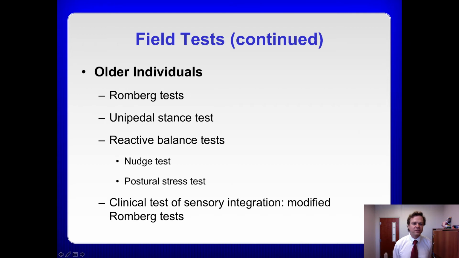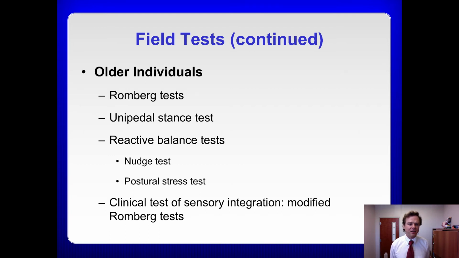For the older adults, there are these tests: the Romberg test, Unipedal stance test, reactive balance test, clinical test of sensory integration, modified Romberg test. For these tests, I don't really go over them. I'd have to look them up myself. Unipedal's obvious. That's just standing on one leg.